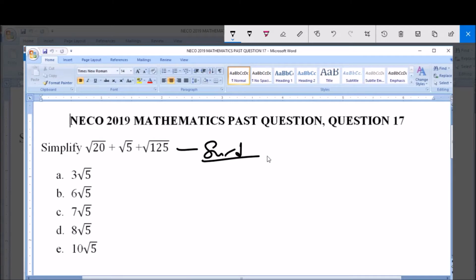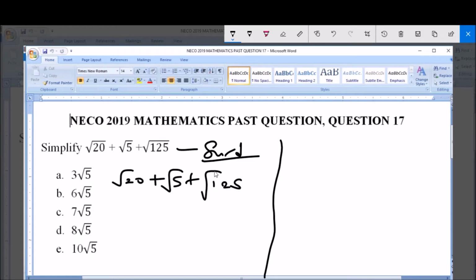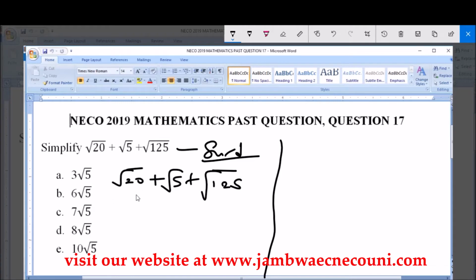This is in surd form. Now we have root 20. Let me divide our page into two. We have root 20 plus root 5 plus root 125. Now for us to simplify this, here we have root 20. Now we must express this 20 as what? As a product of two numbers, whereby one number must be what?